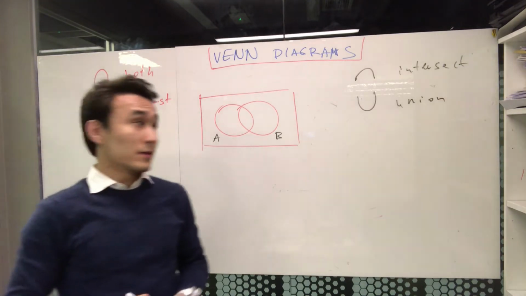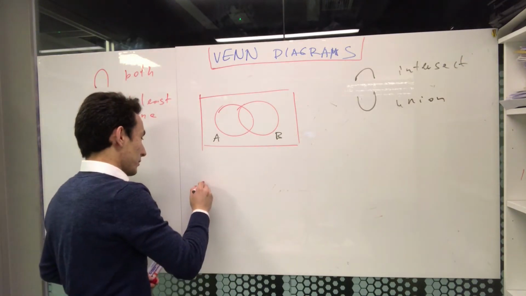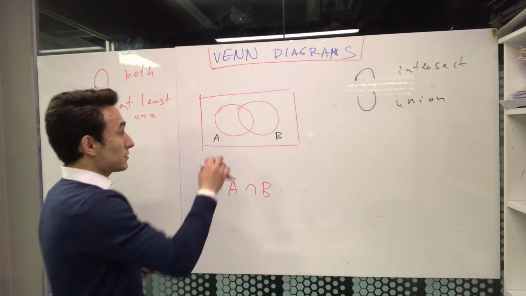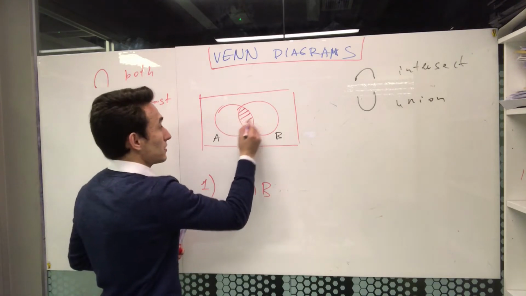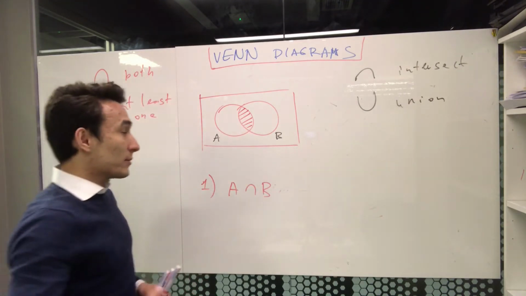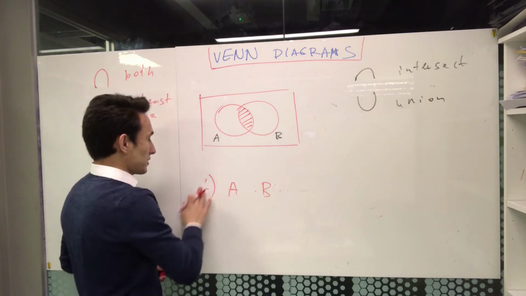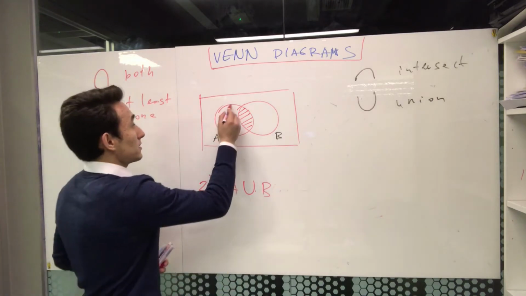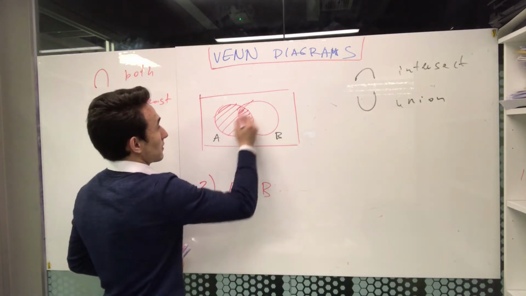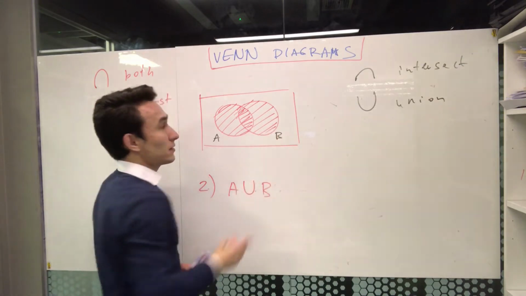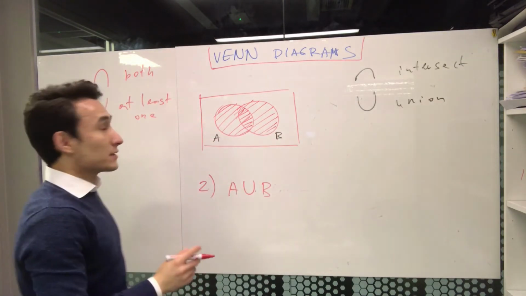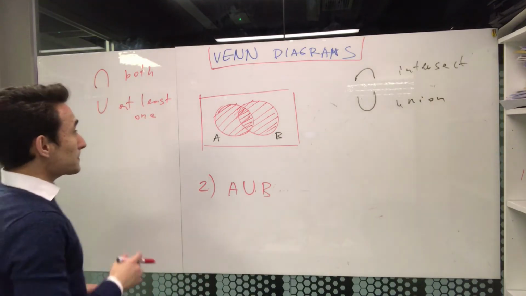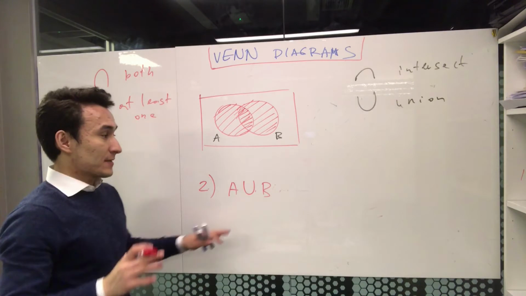Okay, so now, first of all, question 1. A intersect B. Where do they intersect? They intersect exactly in the middle. This is the A intersect B. What about A union B? If I change this to question 2, A union B. A union B is the entire thing in A or B. A or B. Okay, so at least one of them. So what I mean by this is at least one of them is shaded. But this is the basic.